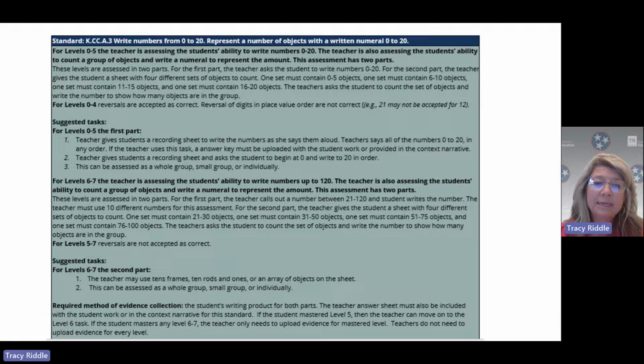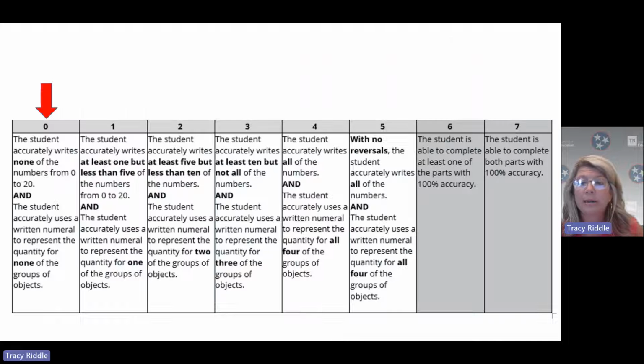Once you have your assessment, it is time to look at your rubric. Keep in mind that your rubric is used to score your student work after you have assessed it. You are also looking at the rubric to score both parts. For the first part, if the student is not able to write any of their numbers from 0 to 20, and they are also not able to write any of the numbers for the 4 different sets of objects, that is the score of a level 0.